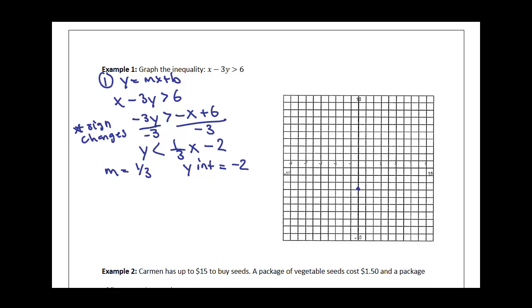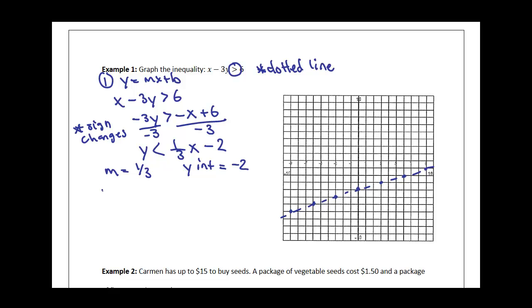Going to our graph, negative 2 is about there, so that's our y-intercept, and we have a slope of 1/3, so we go up 1 over 3, up 1 over 3, up 1 over 3. We can also do this in the opposite direction, going down 1 over 3, down 1 over 3, down 1 over 3. So we're getting something like that. Remember, it was a greater than or less than inequality, so we want a dotted line here. So make a note of that. It has to be a dotted line. Sketching that out, we get something kind of like that.